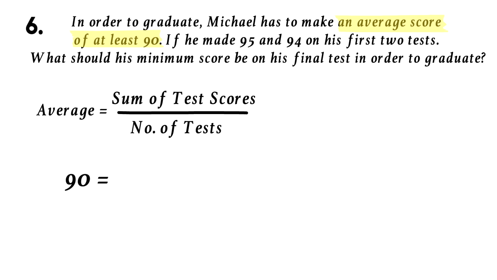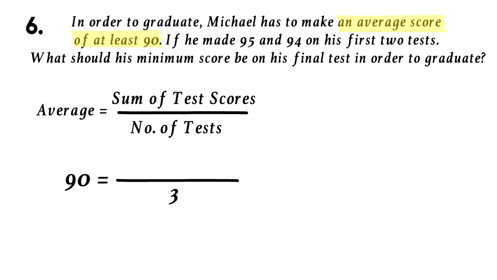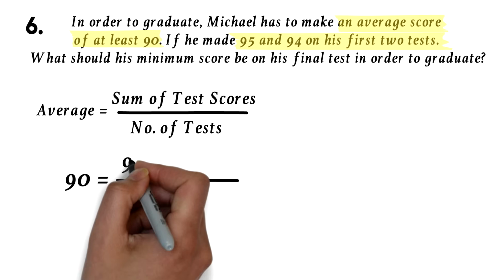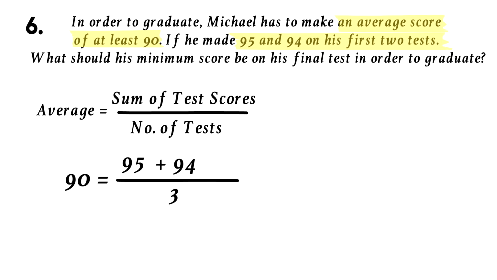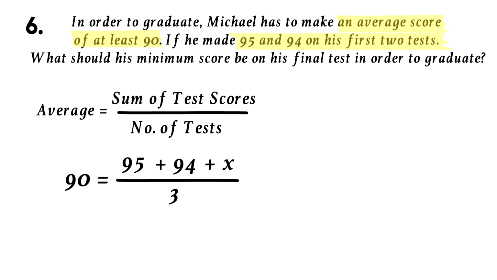Now, we also know the number of tests he is taking. He's taken 2, and there's 1 more left. So he's taking a total of 3 tests. So we can put it here. We know what goes at the top is the sum of the tests. 2 of them have been given. We have 95 as the first score, plus 94 as the second score. We don't know the third score, so we will represent it by x and solve for x. Please learn this setup. It's quite common on the GED.